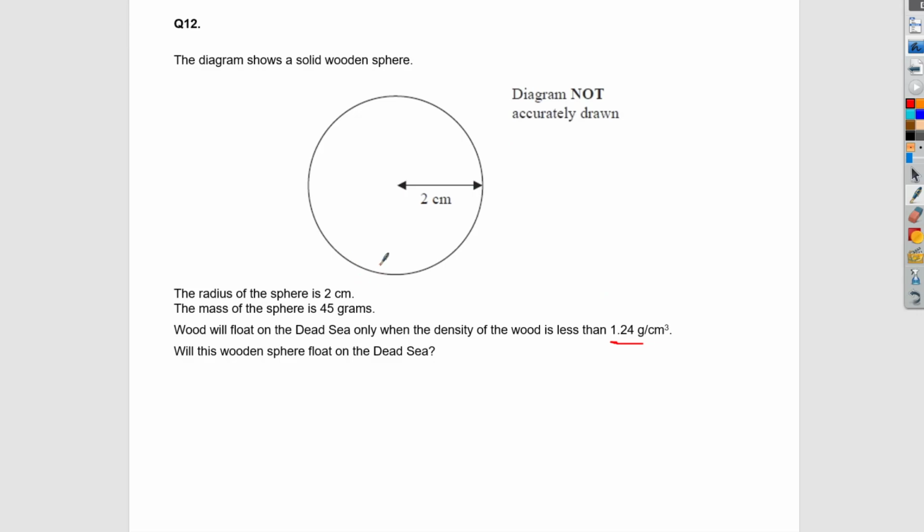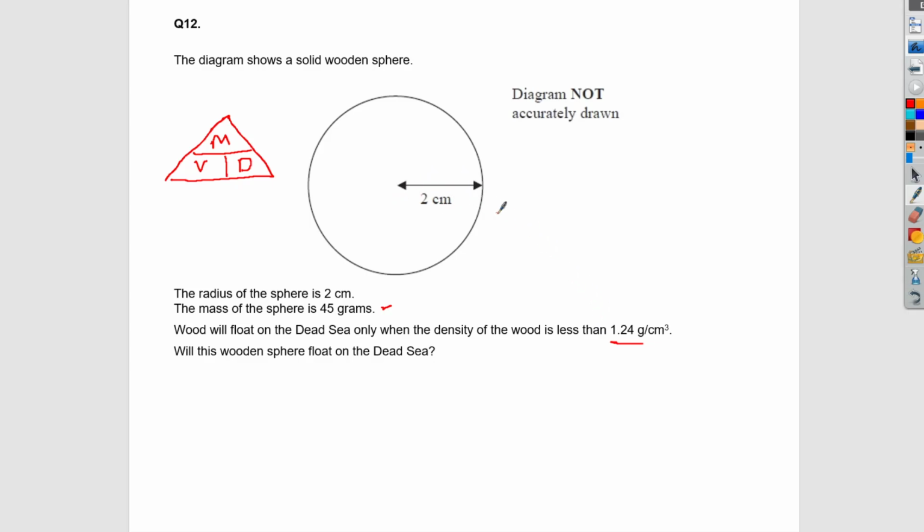Okay, so let's work out the density. Before we work out the density, let's put our triangle, M, V, D: mass, volume, density. We've been told that the mass is 45 grams, so we've got that. We can calculate the volume and then work out the density. Once we work out the density, if it is less than this, it will float. If it's heavier than this, then it will not float.